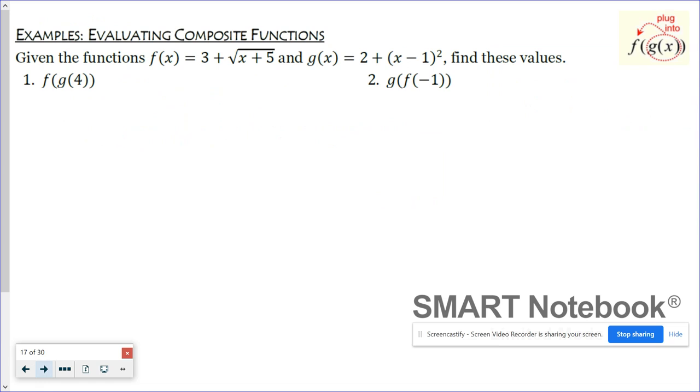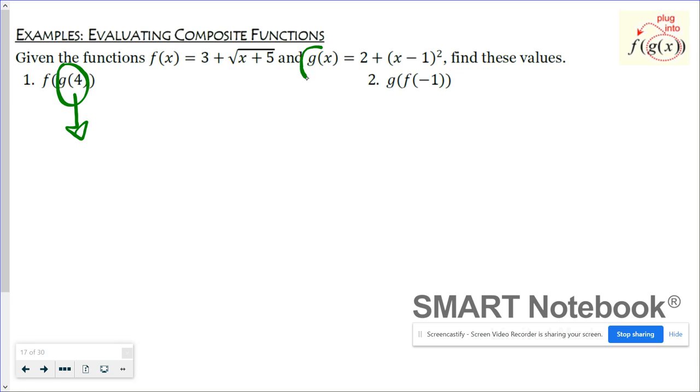All right, so let's first look at evaluating. Now we have evaluated functions in the past. It's pretty easy to do. It's just a matter of substitution and calculation. So when you're working with a composition of functions, start on the inside, work your way outside. So in number one, I have f of g of 4. So I'm going to start on the inside. This says g of 4, and I'm going to evaluate that.